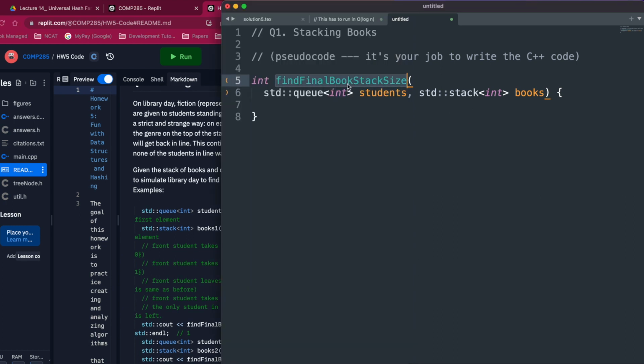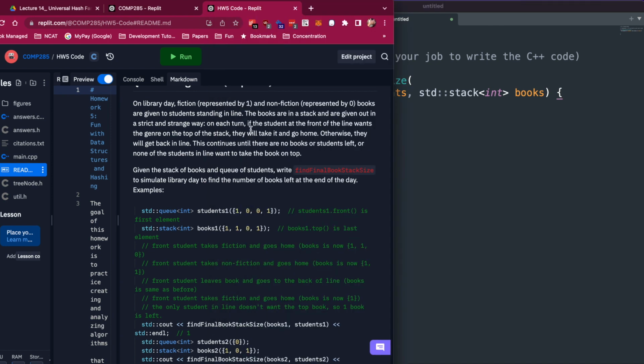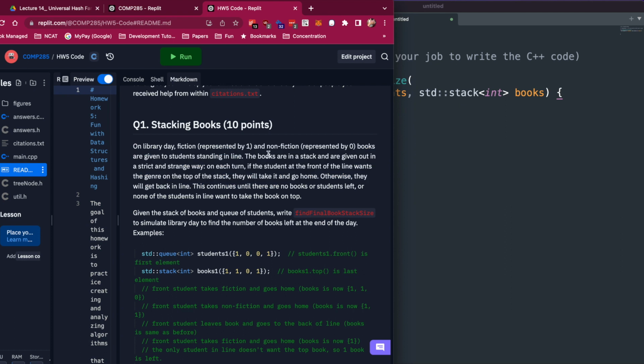And what this function wants is how many books are going to be left over. So once all the students are gone, or none of the students want the book at the top of the stack, how many books are going to be left over? Essentially, we're going to implement the iteration that is being described here. On each turn, the student at the front of the line wants the genre at the top of the stack.